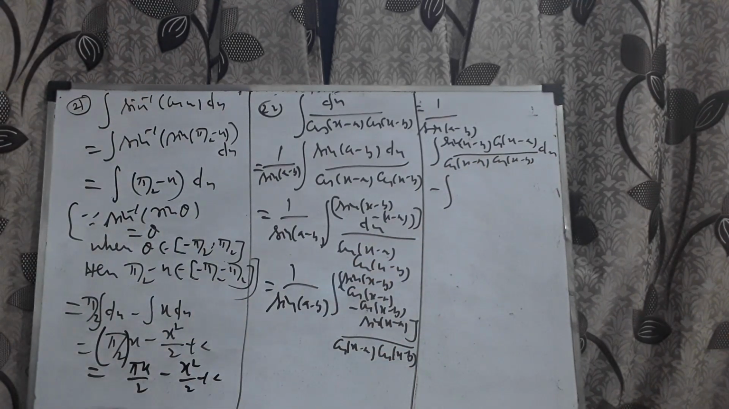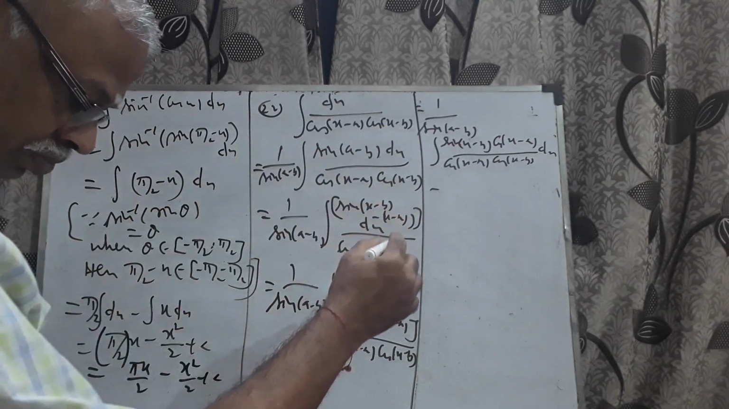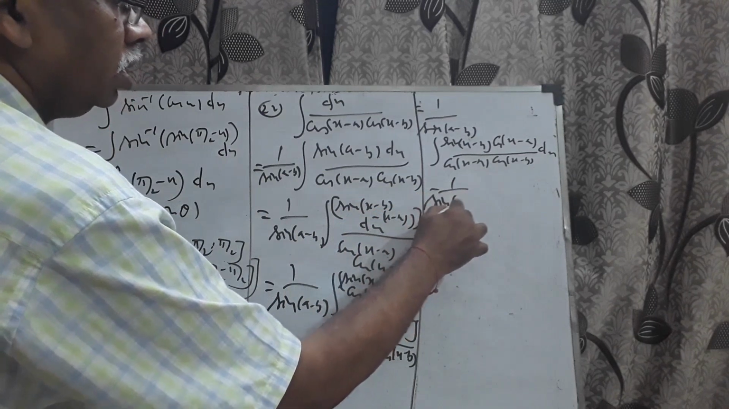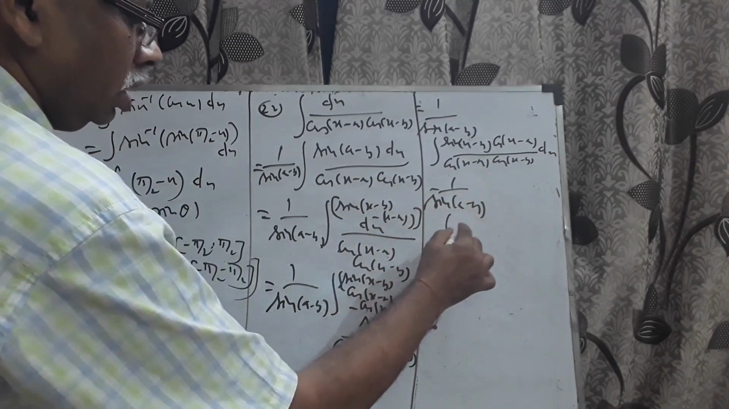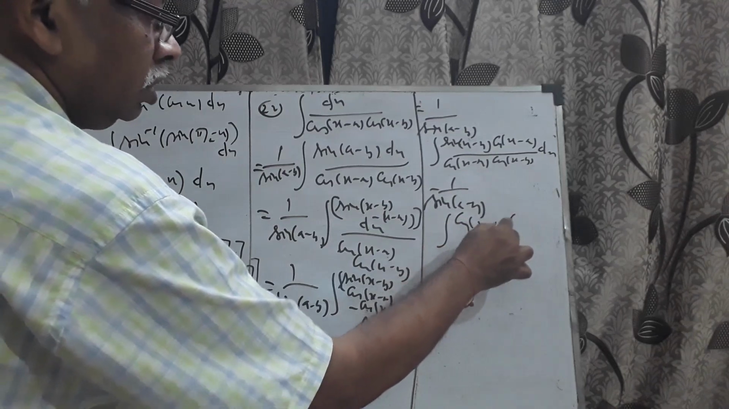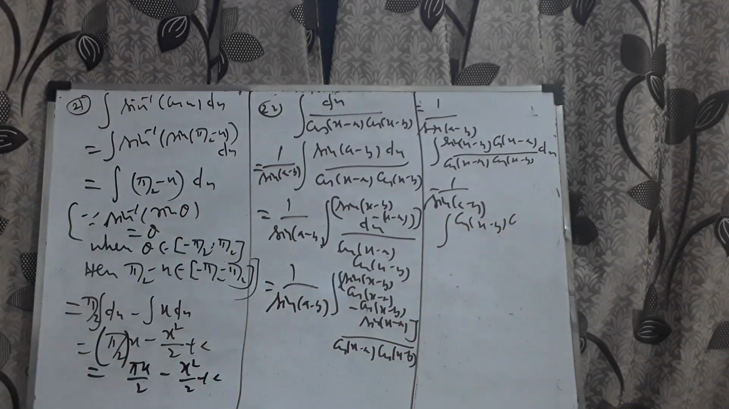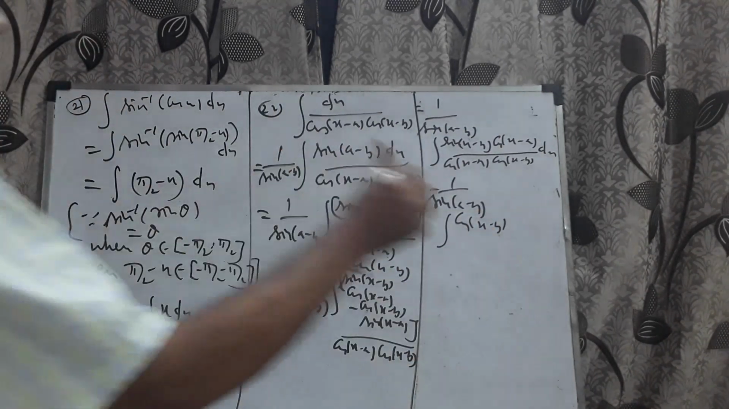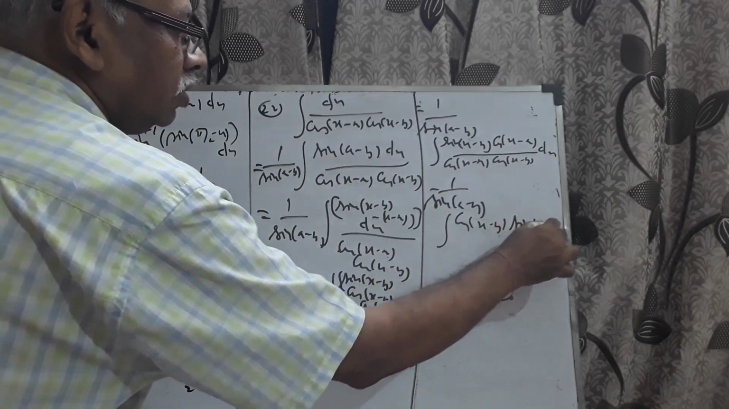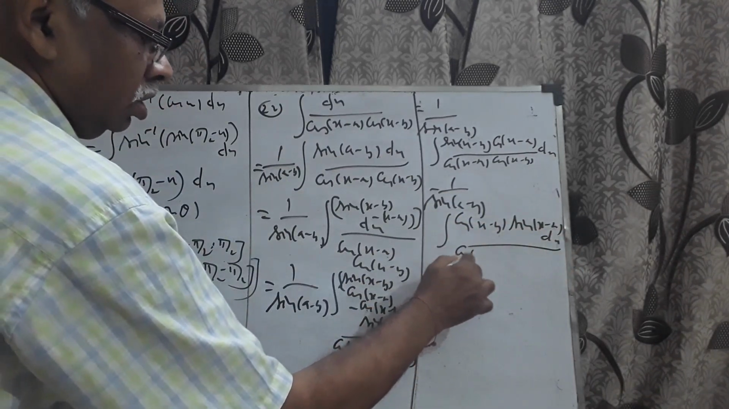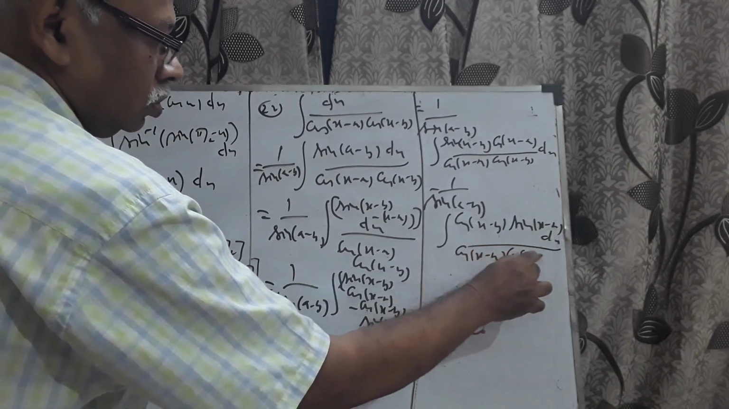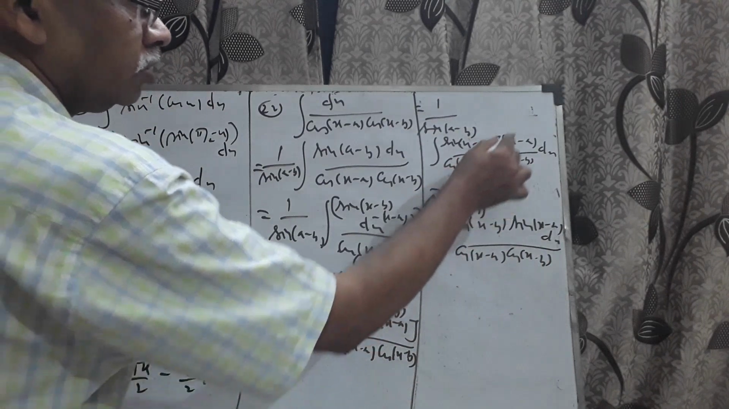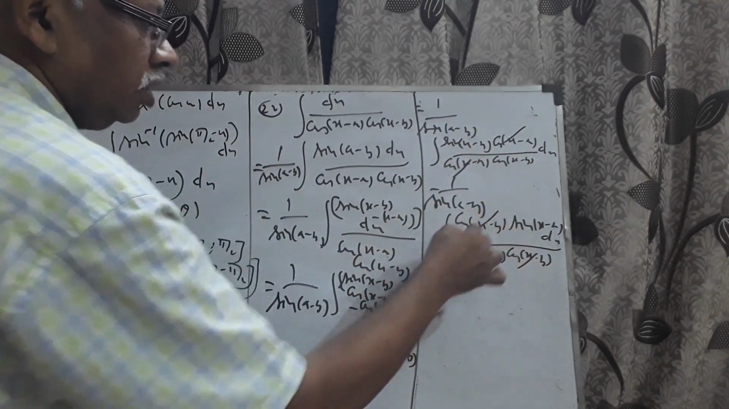1 by sin (a minus b) into integral cos (x minus b) into sin (x minus a) dx divided by cos (x minus a) into cos (x minus b). Here cos (x minus a) gets cancelled. Here cos (x minus b) gets cancelled.